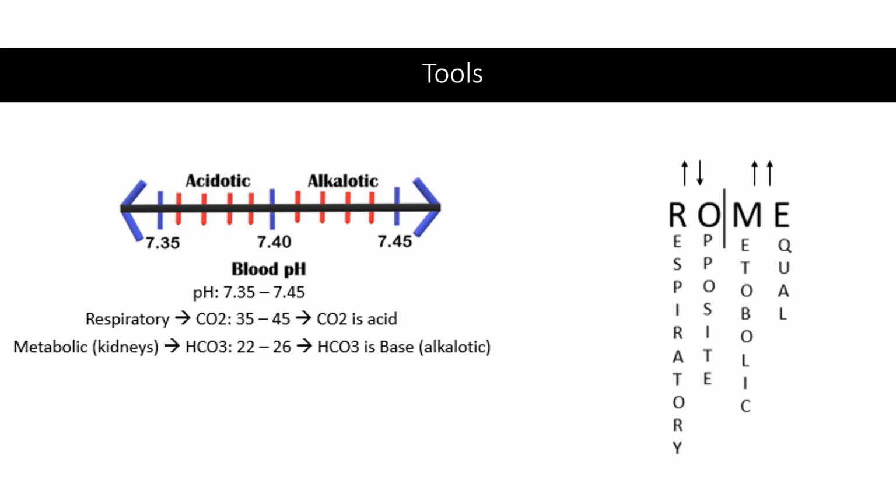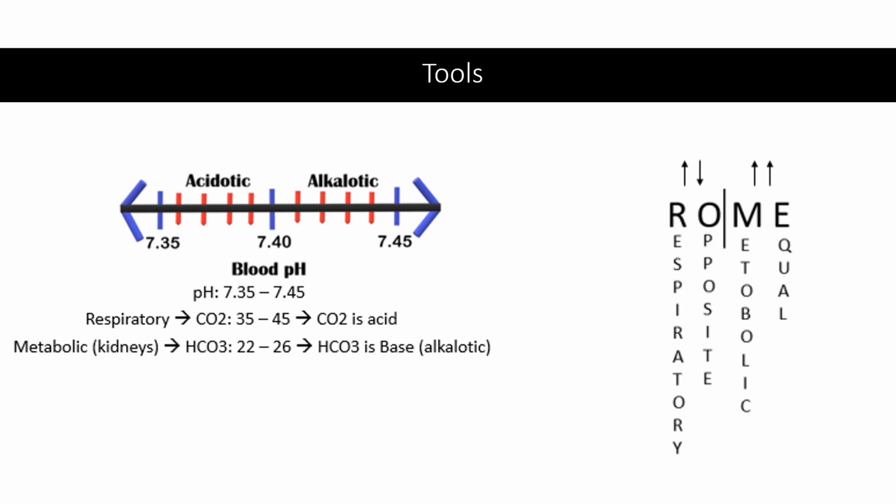I'd like to start with some tools. As you know, I use the ROME method: respiratory opposite, metabolic equal. This refers to the arrows, or what's high or low. Additionally, I put on the number line, again, back to like first grade, but sometimes the number line really helps. Looking at the blood pH, 7.35 to 7.45 are our normal values, so within that range is normal or neutral.